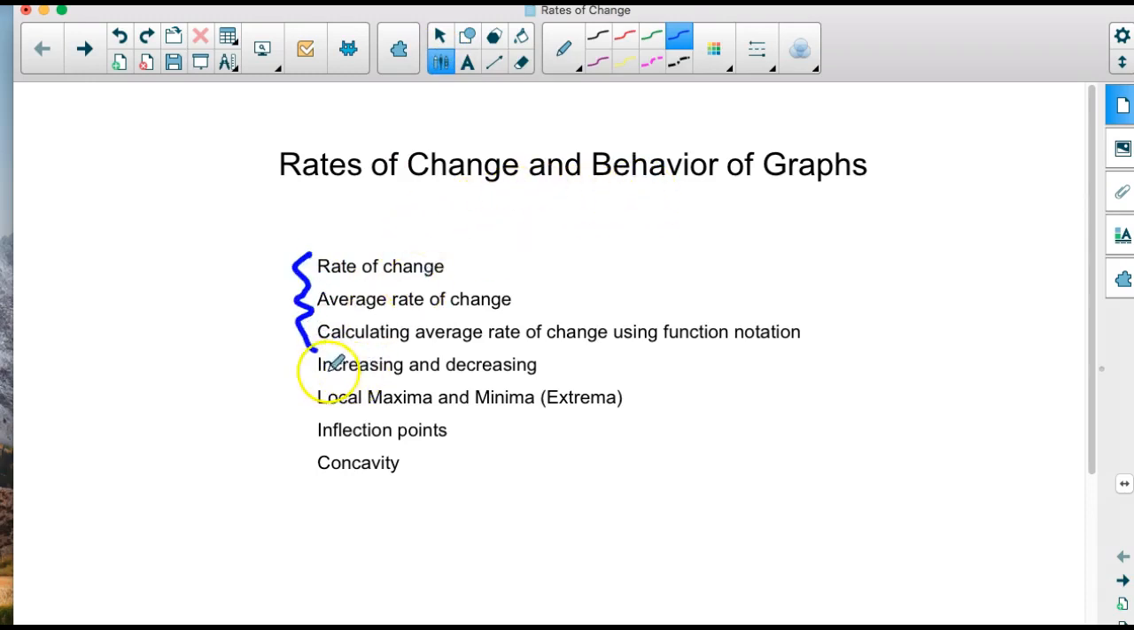Then we're going to do behaviors of graphs, which is increasing and decreasing parts of graphs, max and minimums, inflection points, and concavity. So those are the sections we're going to cover in this video. So let's start off with rates of change.